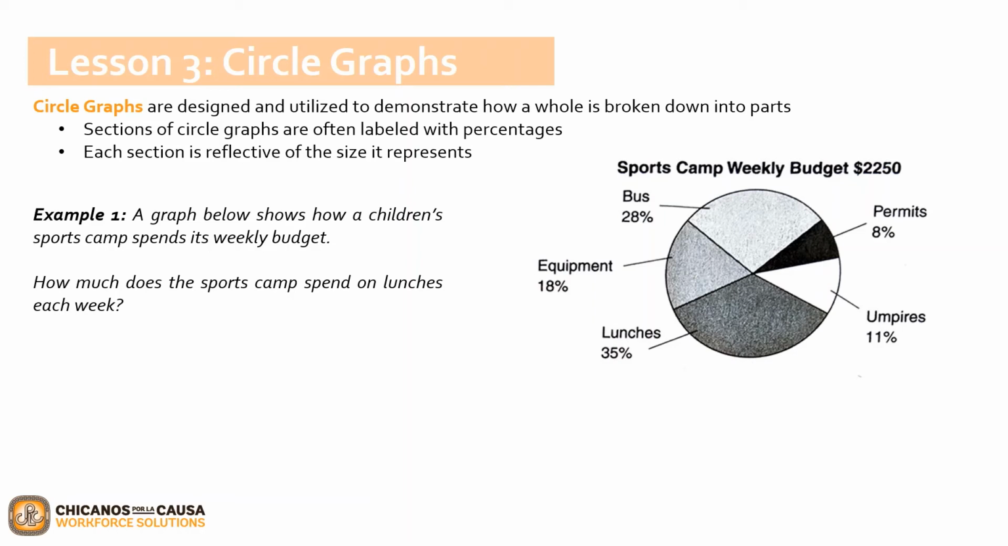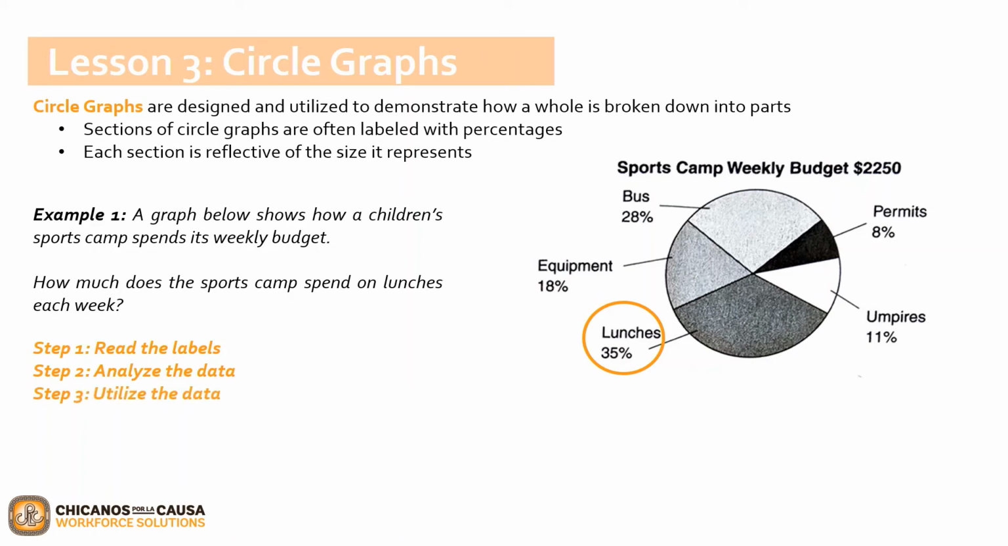So we're going to go ahead and answer this particular question through our series of steps once again. So step 1, read the labels. Our labels are permits, umpires, lunches, equipment, and bus. For this particular example, we're really just going to be focusing on the section labeled lunches, the 35%. Step 2, analyze the data. So this particular question is asking us to find how much 35% is of the overall budget of $2,250.